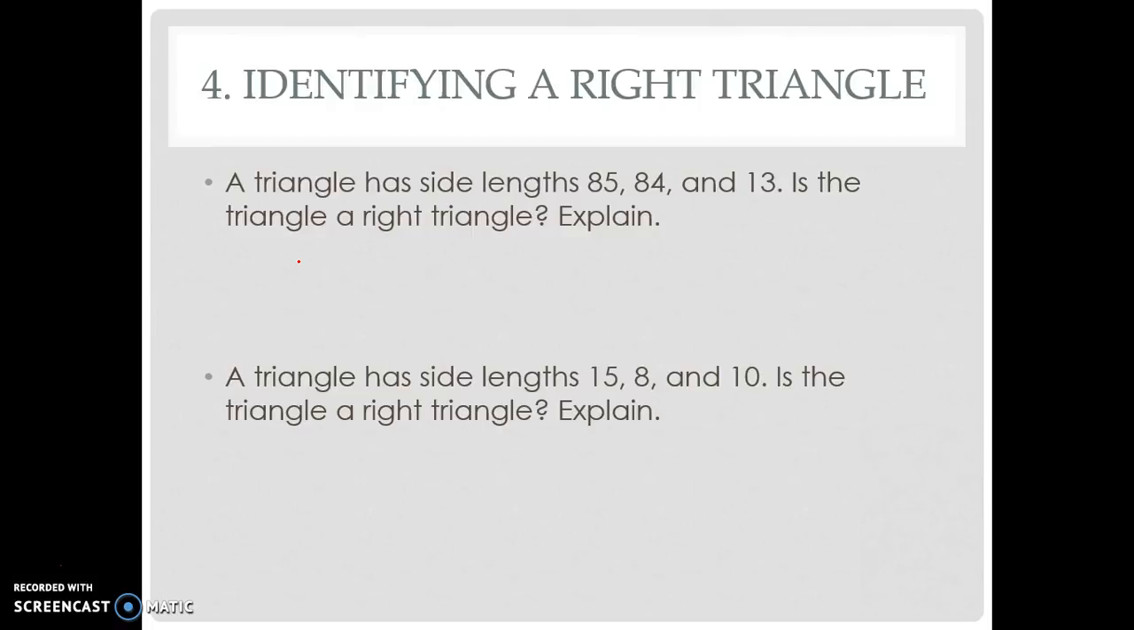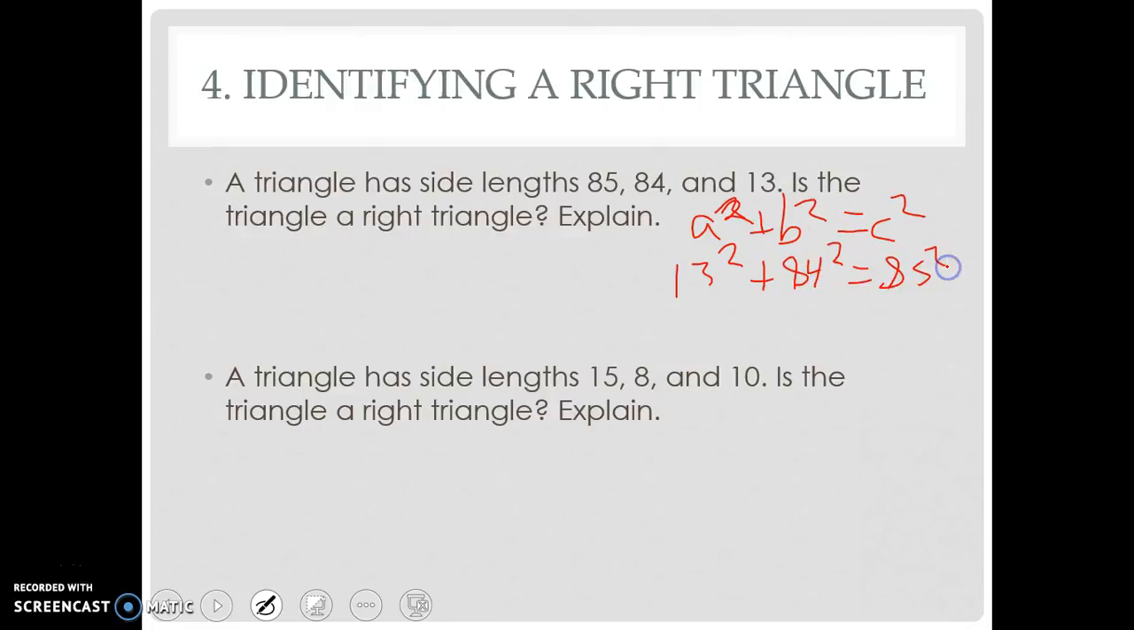So we're checking, is that matching this equation, a squared plus b squared? Sorry, I'm writing with my finger. I know that doesn't look like a squared. I'm sorry. A squared plus b squared equals c squared. So we're going to go ahead and plug it in. We have 13 squared plus 84 squared equals 85 squared. So if this comes out to be true, then it's a right triangle.